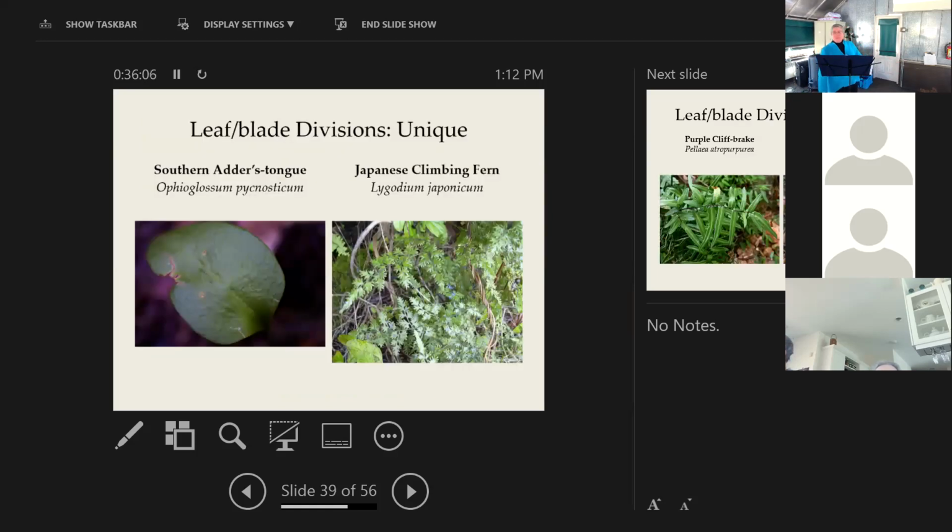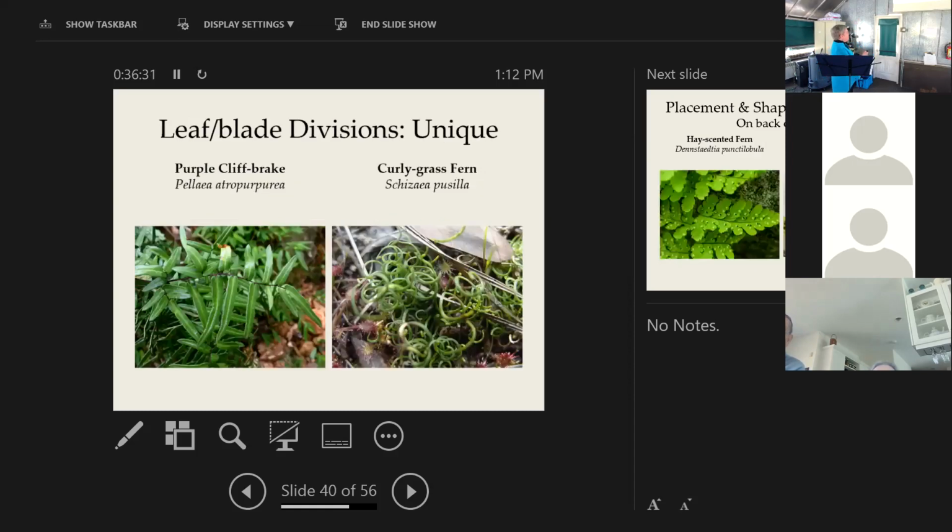Okay, and again, some ferns don't have a pinnate shape at all, but a unique shape. We've already looked at the southern adder's tongue fern, which looks like it has a little slug damage here. Just kind of looks like an ordinary leaf, not like a fern at all. Here's a close-up of the Japanese climbing fern, more almost of a palmate kind of shape rather than a pinnate shape.